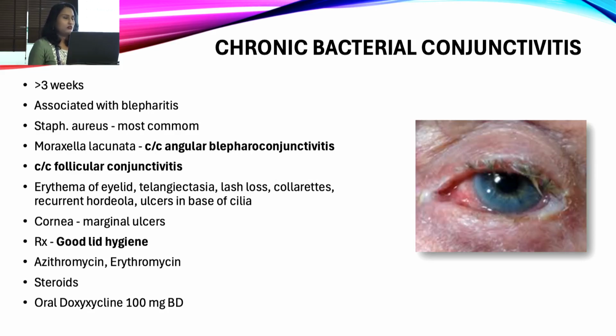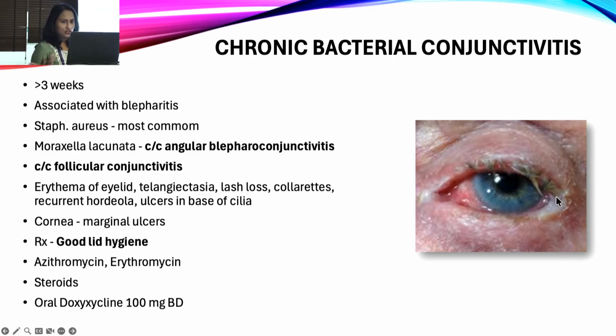Now, an entity called chronic bacterial conjunctivitis, which we tend to miss. We usually miss it as allergic or as chronic viral. Chronic bacterial conjunctivitis is usually associated with blepharitis, so we have to look at the lid. The most common cause is Staph aureus. Moraxella can cause chronic angular blepharoconjunctivitis, that is, there will be angular inflammation here.